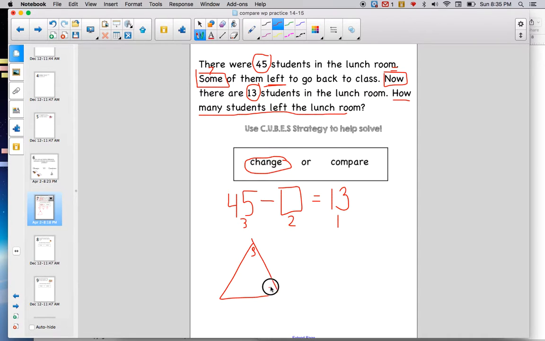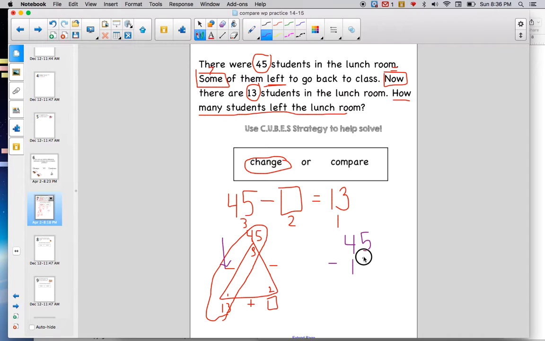Okay, 3, 2, 1. Always 3, 2, 1. Always plus sign, always minus signs. So now I can just plug it into my triangle. 3 and 3, 45. 2 and 2, box. 1 and 1, 13. Okay, I had a lot of my friends forget to circle and listen to the triangle. What does that say, triangle? Triangle, what are you saying to do? Oh, you're saying to subtract. So all I have to do is stack it up.